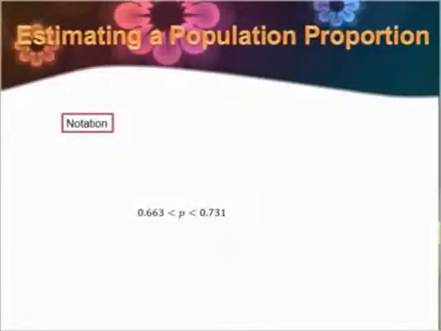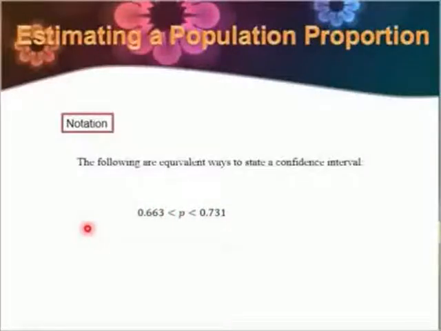So a word about notation. We wrote our confidence interval estimate as the population proportion between two numbers. However, we could have written our confidence interval estimate in this way. This is what we call interval notation. That is, parentheses, the first number, comma, the larger number, end parentheses. What we're saying by looking at this is just that the population proportion is somewhere between the low number and the high number.